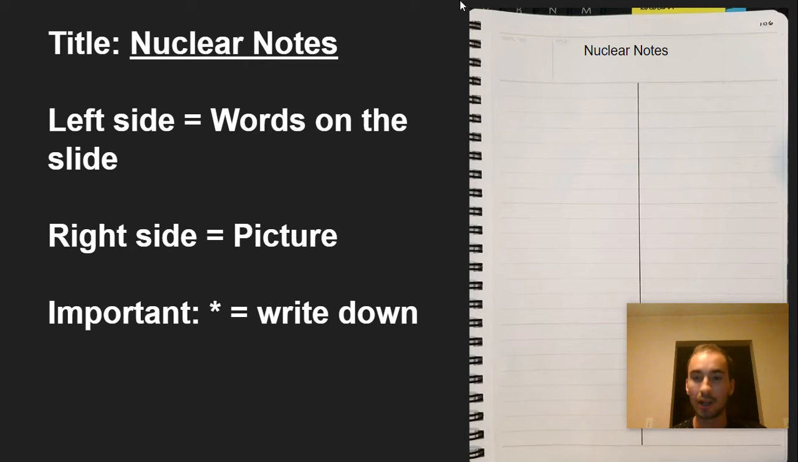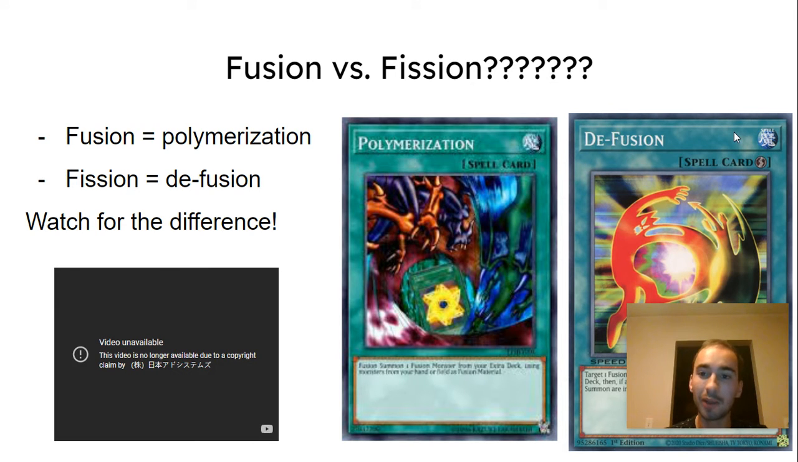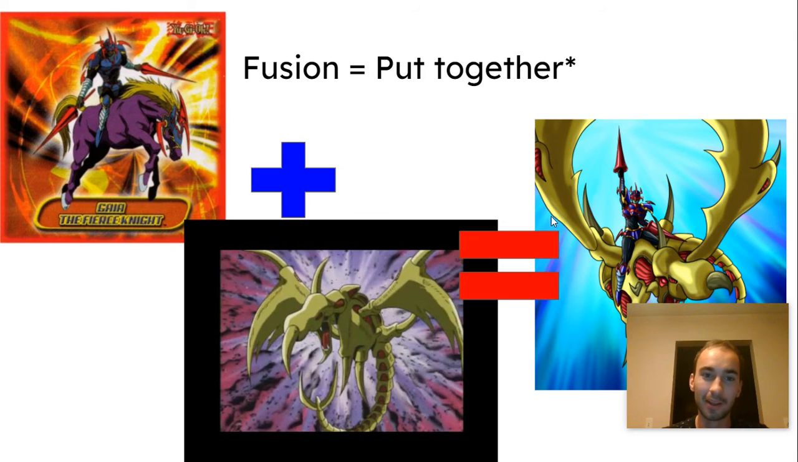Okay? I usually like for students to do the left side, have the words, the right side have a picture, so you can remember it longer and conceptualize it better. And then if it has a star, it means it's very important. Please write it down. Okay? So fusion versus fission. Hopefully this helps you remember.